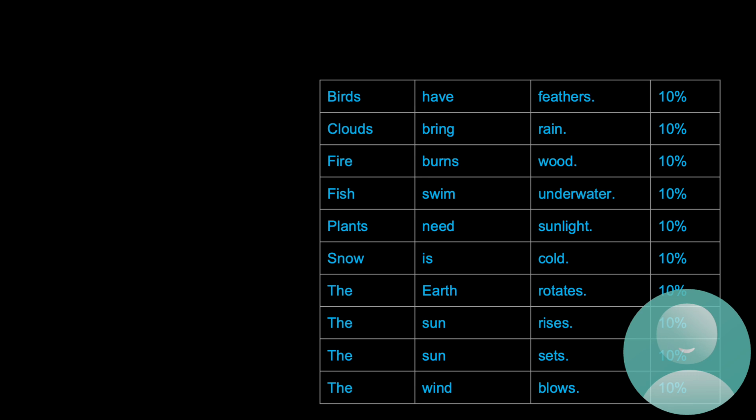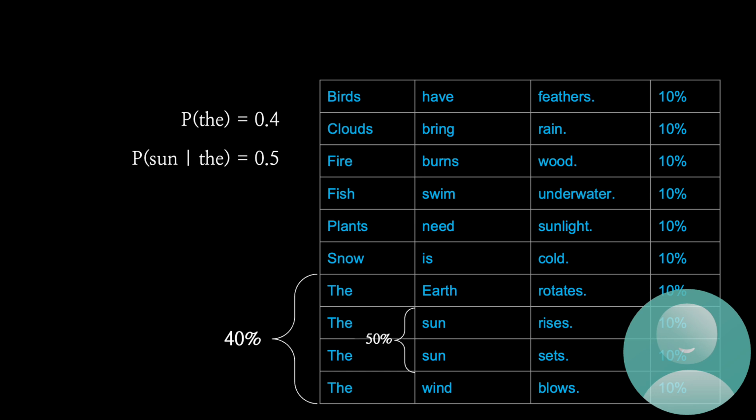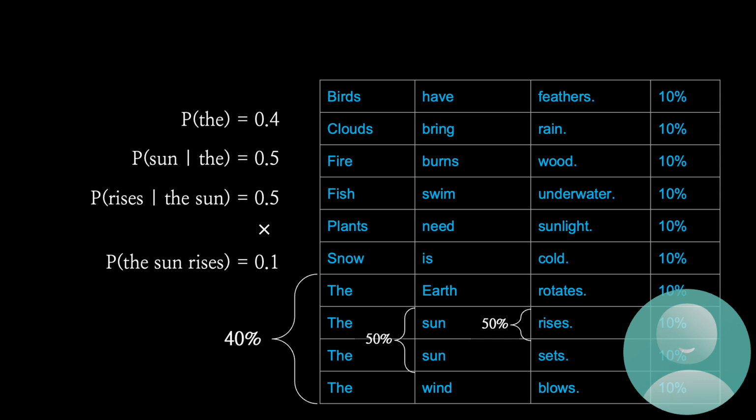They're equivalent mathematically, right? Because if we want to generate a sentence from this, we can say, okay, the first word is "the" with probability 40%. And given that, the second word is "sun" with probability 50%. And given that, the third word has a half chance of being "rises." And so the probability of "the sun rises," which is a fact, is 10%.